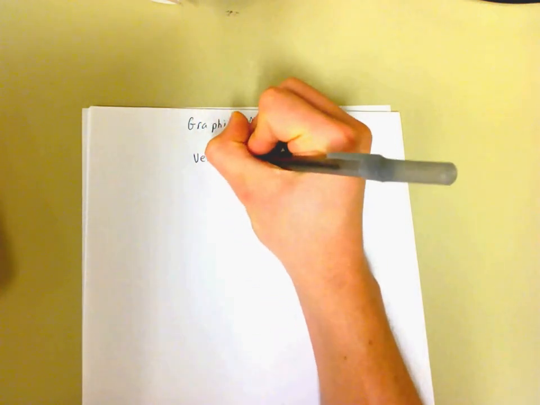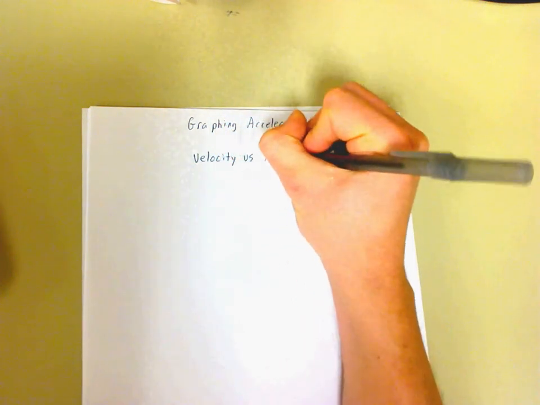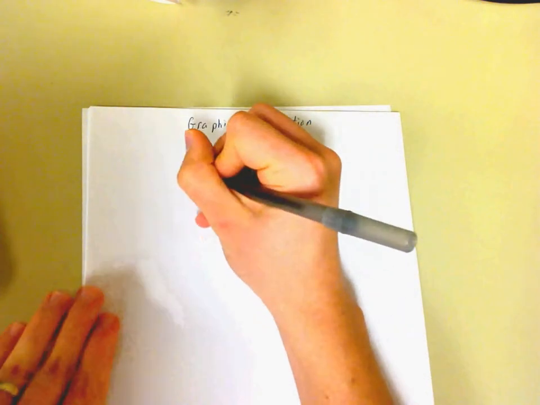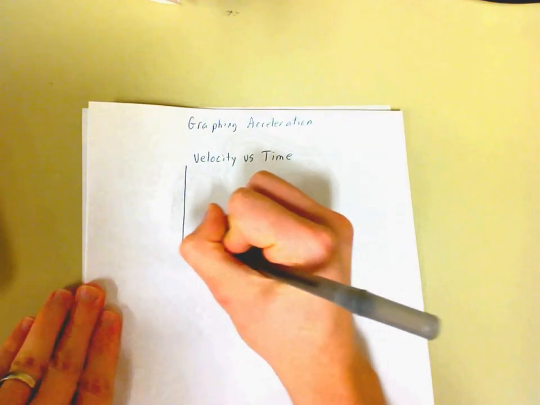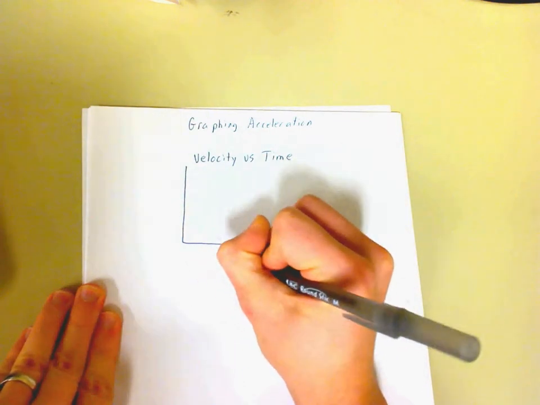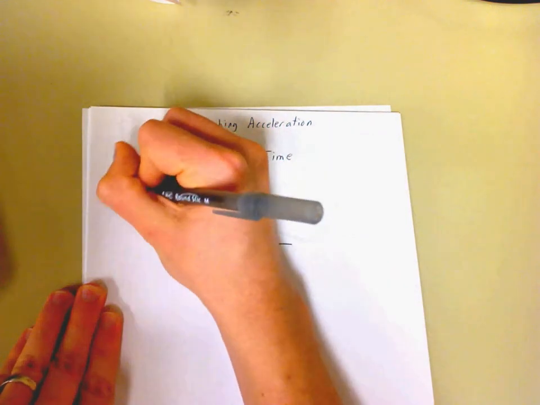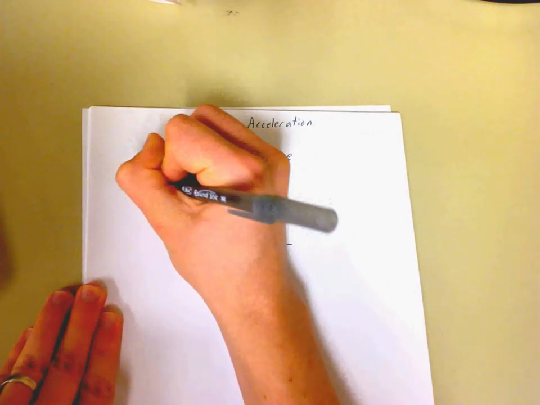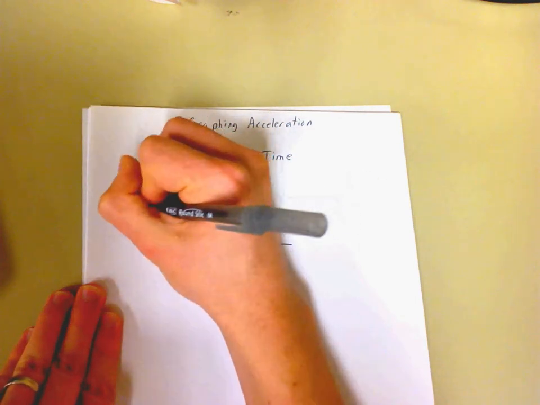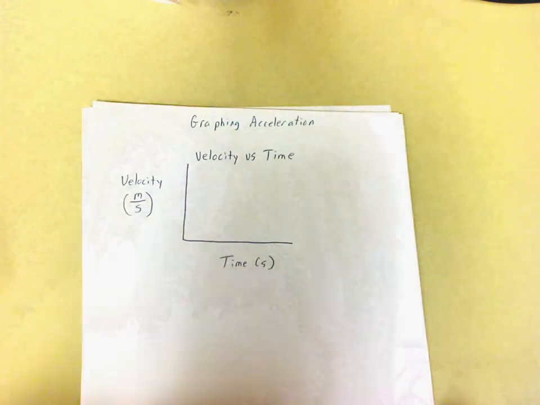So we have a velocity versus time graph. That's the title for our graph that we're drawing. And then we have our simple graph. We have time in seconds, and then we have velocity over here on our y-axis, and this unit is meters per second.